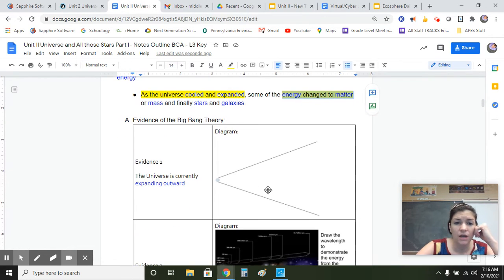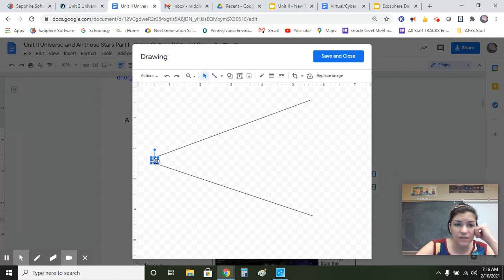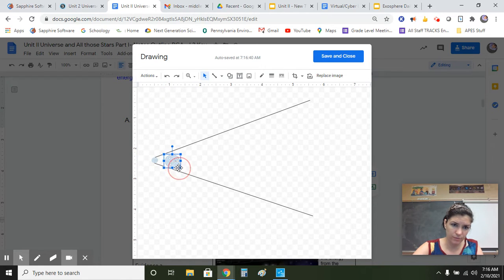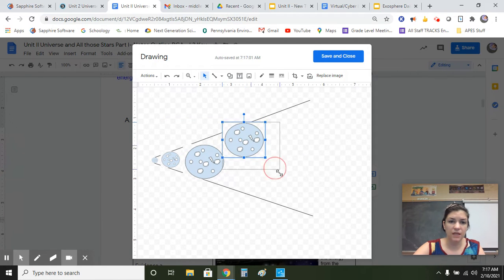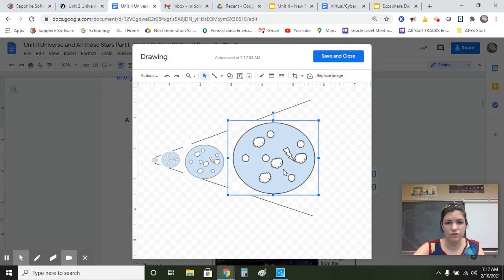So on your notes, you need to draw on here, and the easiest way to do it is to grab that, Control-C, Control-V, and you just make it bigger and bigger. And you can see there's lots of clouds. There's stars kind of drawn in there. So that is what I would do. I would show that it started in a small spot and over time it's gotten bigger and bigger. So we see it expanding now. So in our brains, we're like, oh, it used to be closer together.